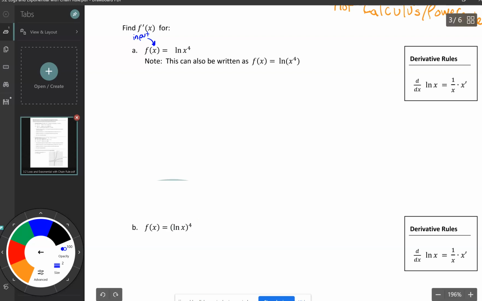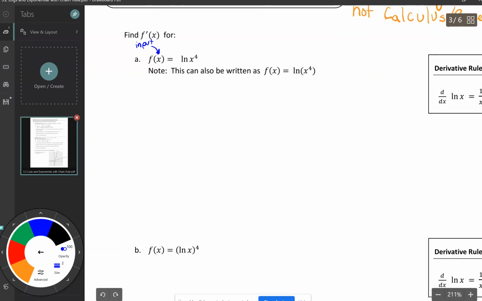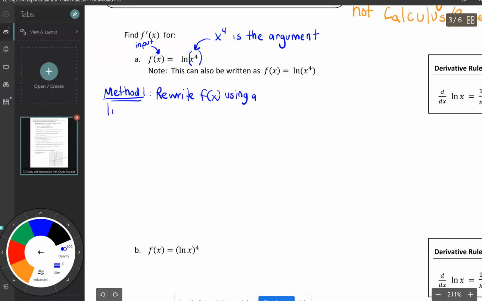So we'll work B in a minute, but coming back up here to A, there are these understood parentheses around that x to the 4th. So x to the 4th is the argument. Okay, so we're going to find this derivative 2 ways. For method 1, I'm going to rewrite f of x using a log rule from algebra.